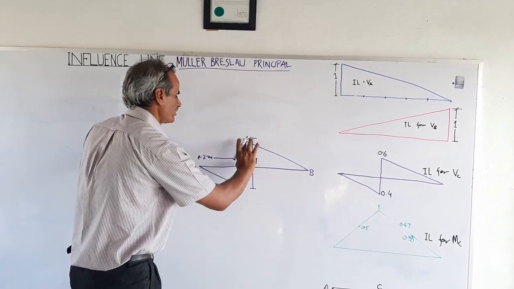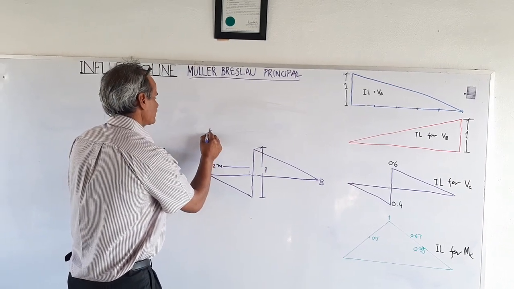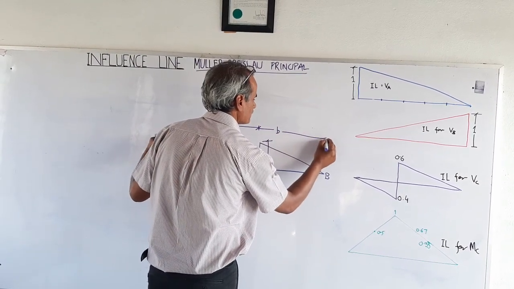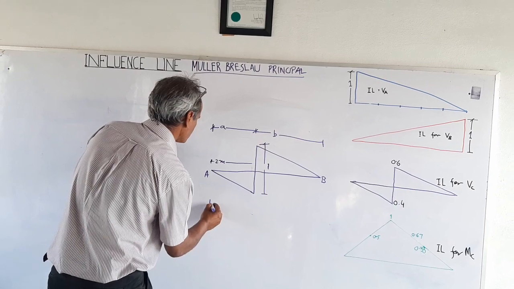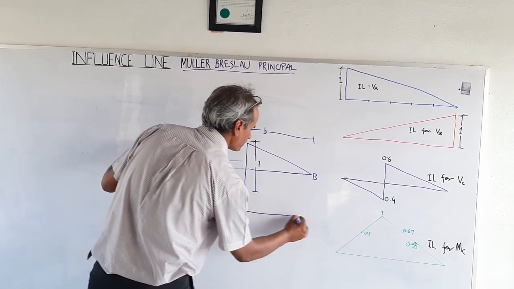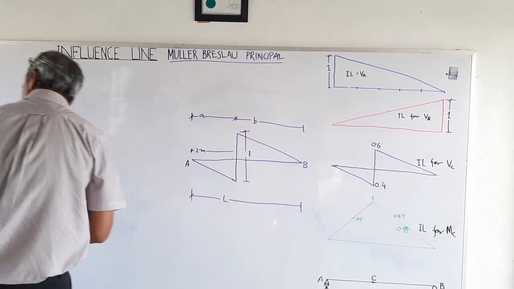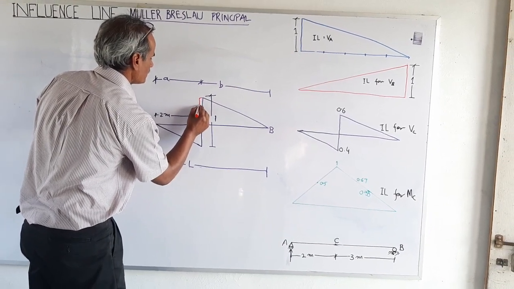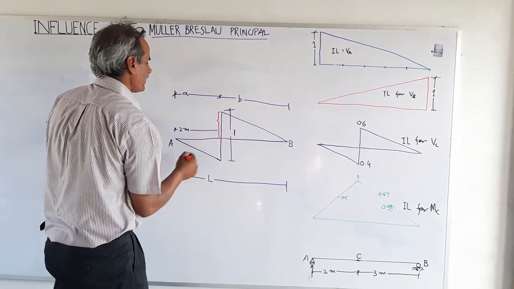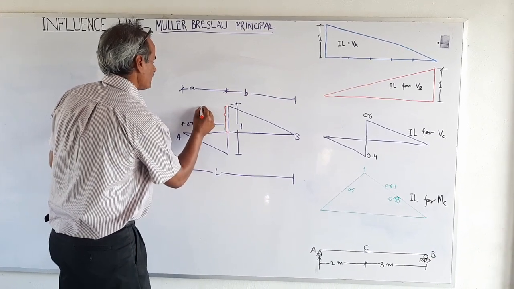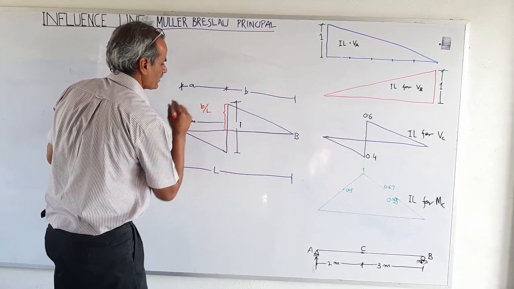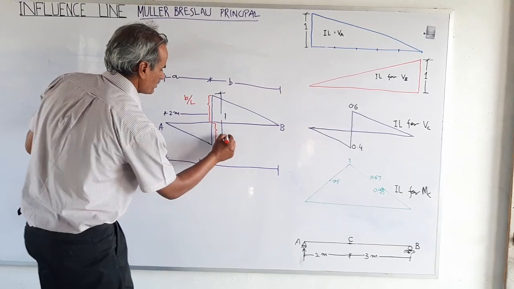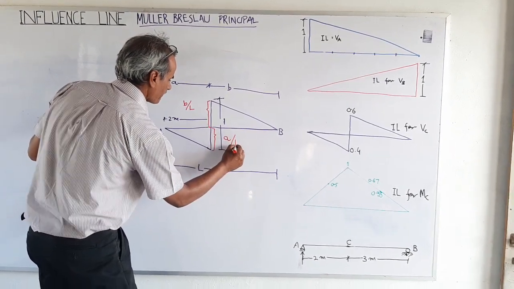Now what is the ratio between these? If this is A and this is, say, B, and the whole length of the beam is, say, L, then this ordinate has moved with the ratio B over L, and this ordinate has moved with the ratio A over L.